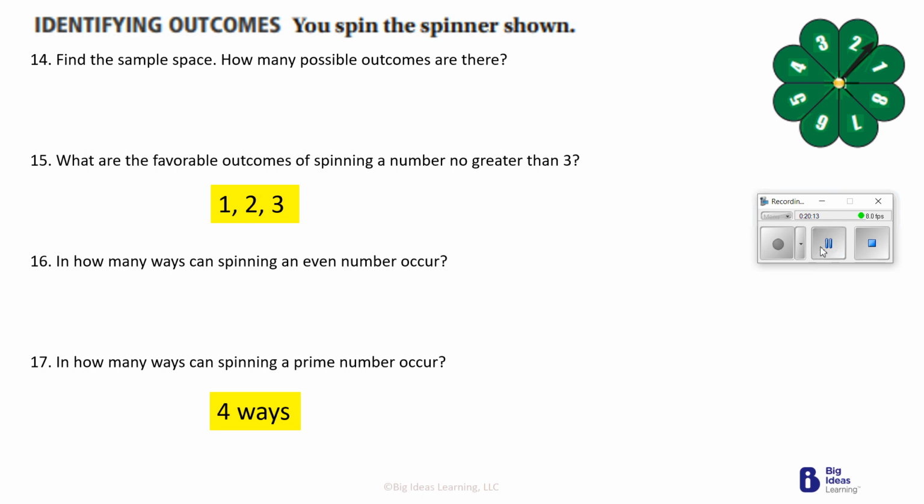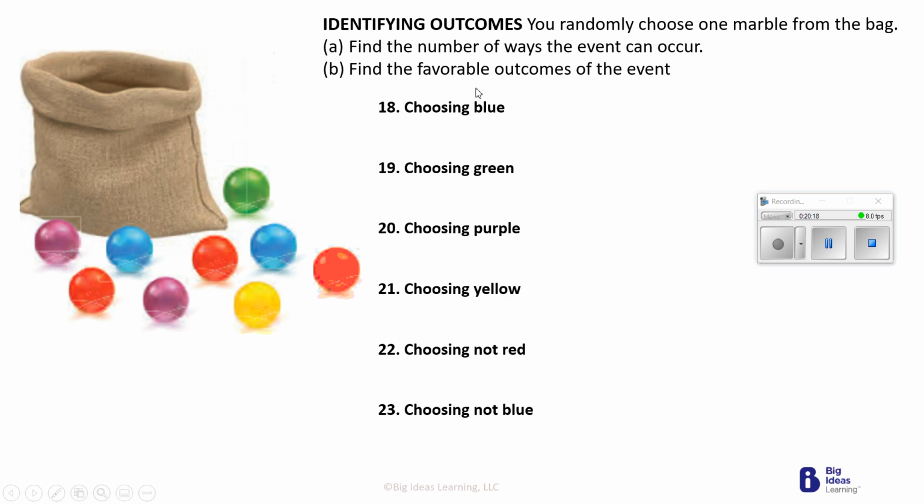All right, let's go to number 19. Let's see. You randomly choose 1 marble from the bag. Find the number of ways the event can occur. All right, so that's the first part. How many ways can the event occur if I pull 1 marble from the bag? Well, for 19, it says choose a green one. There's only 1 green one, and it's 1 green out of, let's see, 1, 2, 3, 4, 5, 6, 7, 8, 9. So you have a 1 out of 9 chance, right? 1 out of 9 chance that it will be green.